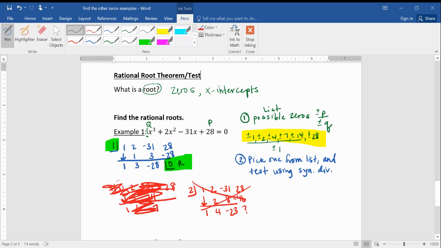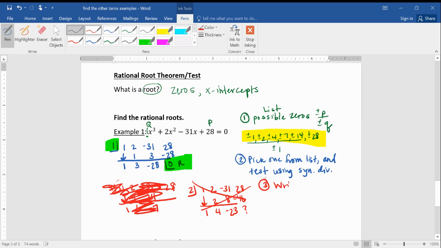Because here's what happens. Sometimes you'll start doing this process, and let's say you pick 2 first. You're like, oh man, I didn't get a remainder of 0. Well, then you'd have to try another one until you actually find one. Now, when you find one, hot dog, you're ready for step 3. All right, so after you found one, what you want to do is factor.